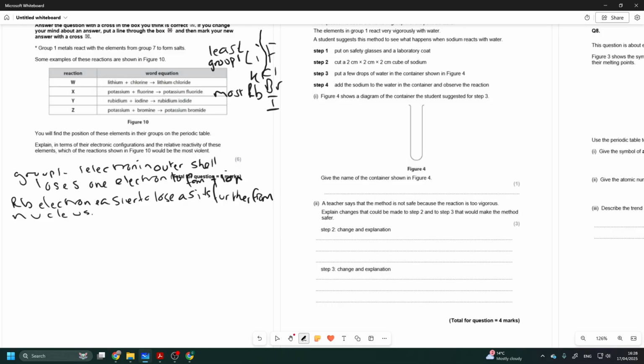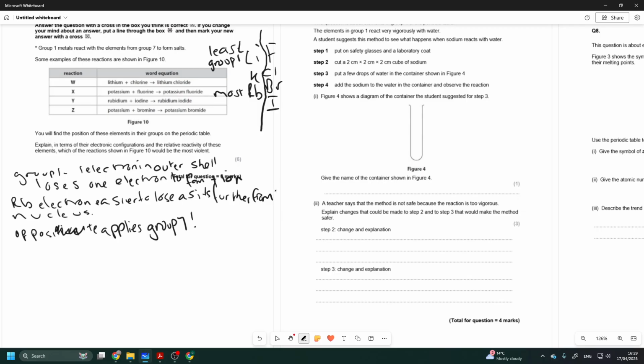Hang on, I've put a line between them, so I should have differentiated that, because obviously it's the other way around for the group 7s. So we've basically talked about the order of reactivity for those group 1 metals. Now, in your actual exam you're going to write this out, and all you then have to do is say the opposite applies for group 7.